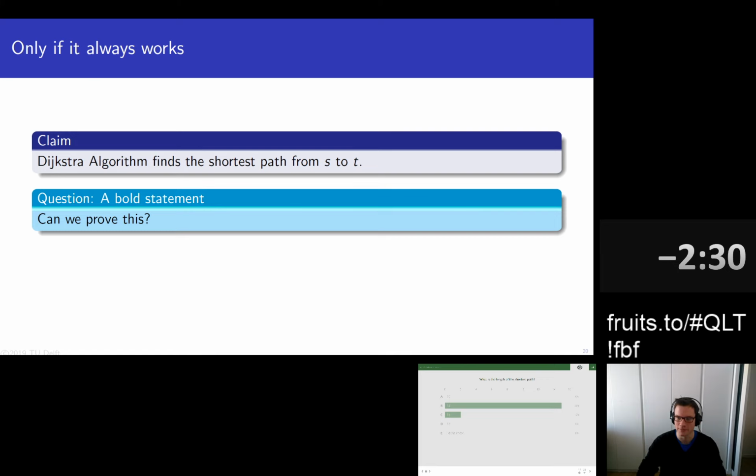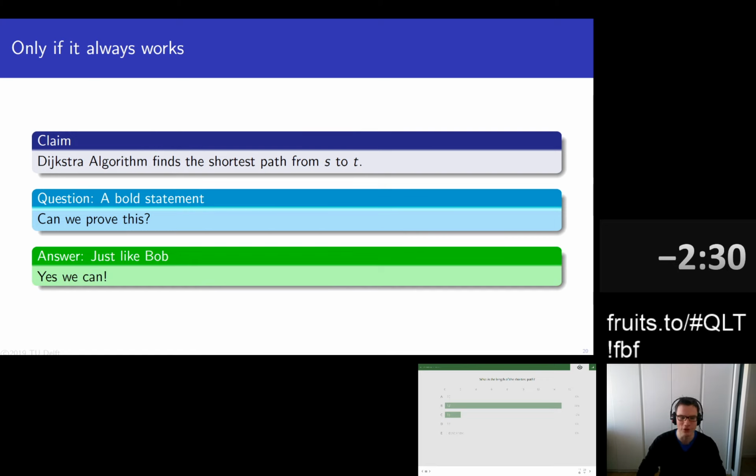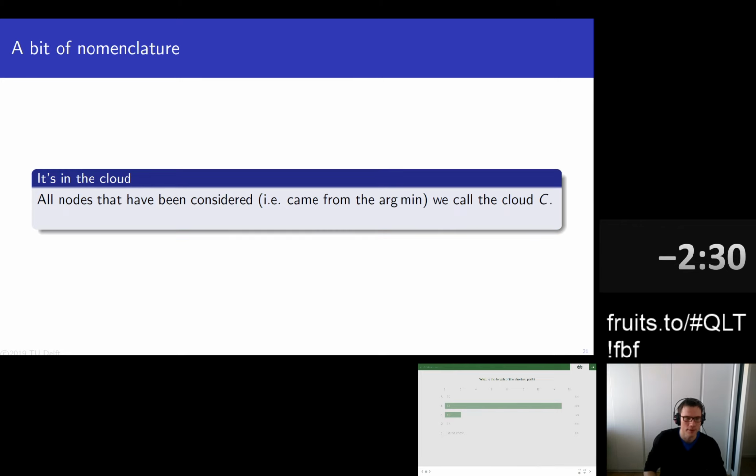Let's prove that. And can we prove this? Yes, of course we can. And we can do so using induction. So what's that going to look like? Well, let's get a bit of nomenclature out of the way first. I already informally used it, right?